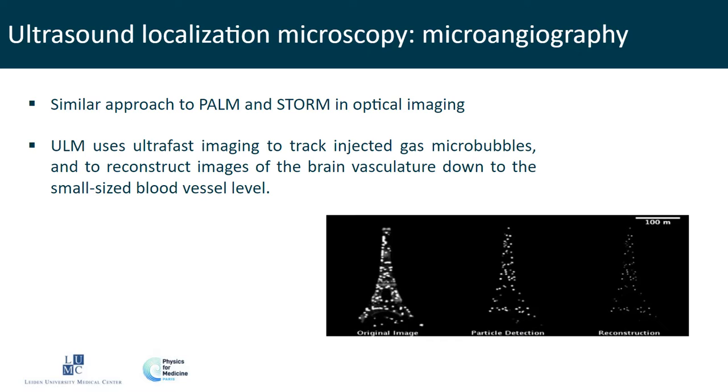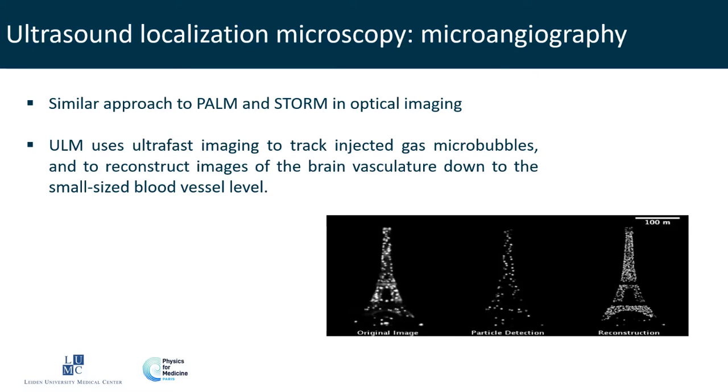So what we do with ULM, we just inject a contrast agent, the microbubbles, and we can individually identify them. This is shown in the Eiffel Tower pictures, where you can see on the left side the direct imaging. But now, if you point to each microbubble, you can record for a long time, and afterward reconstruct an image, and at the end get on the right side a very nice resolution image. So this is how we do it.